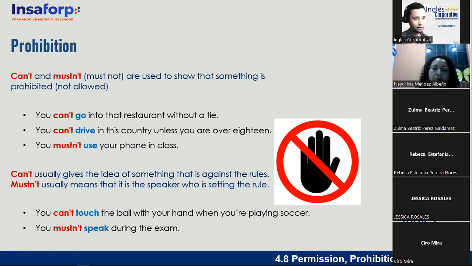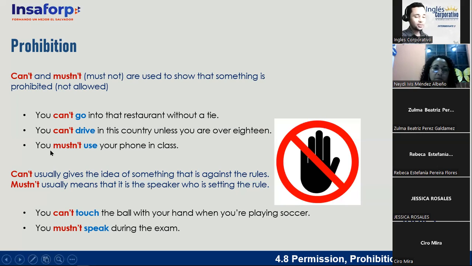So, you can't drive in this country unless you are over 18. If you are 17, sorry, you can't drive. It's against the law. Es contra la ley. Okay, so again, the example is, you can't drive in this country unless you are over 18. No puede manejar en este país a menos que sea mayor de 18 años. Okay, para menores de edad, no. So, no sé qué país sea, ¿verdad? En El Salvador sí se puede. Pero en otros países quizás no.